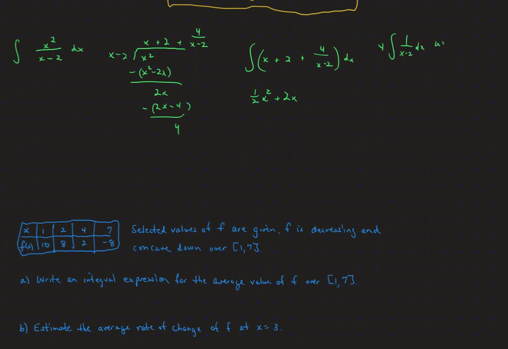You can maybe in your head, if possible, but you can write it out if you need to, see that this is going to be the integral of 1 over u du. So we're going to get a plus 4 times the natural log of the absolute value of x minus 2 plus c. Here we go.